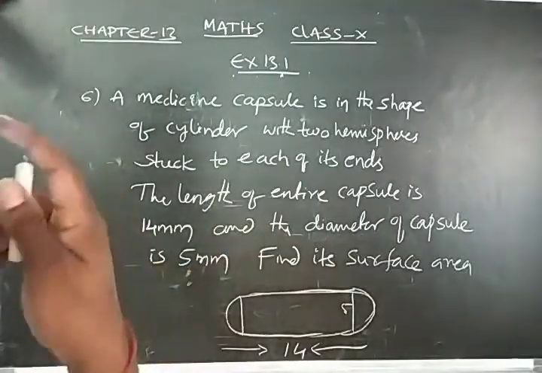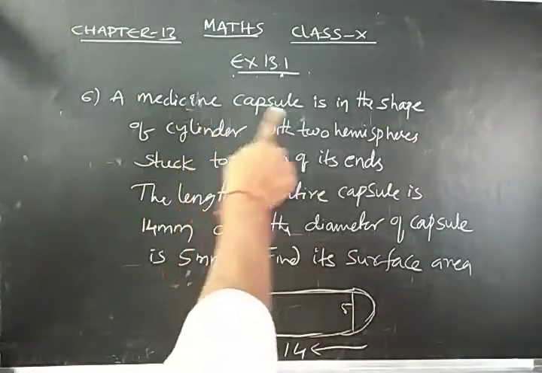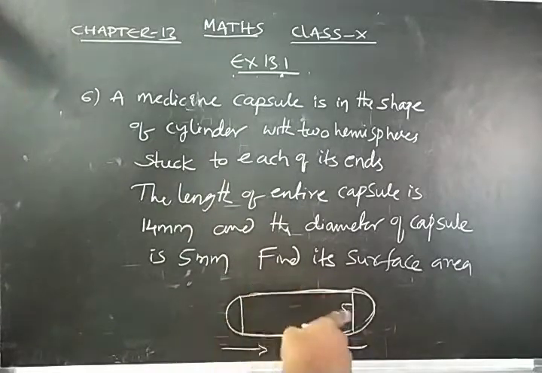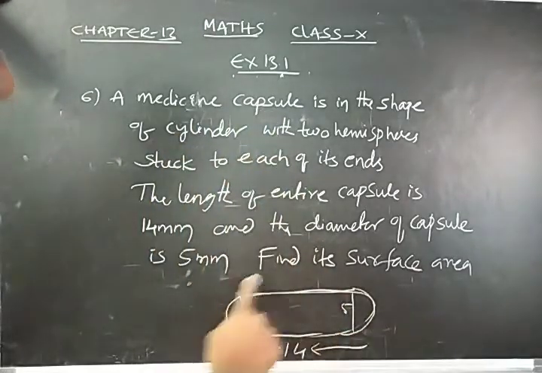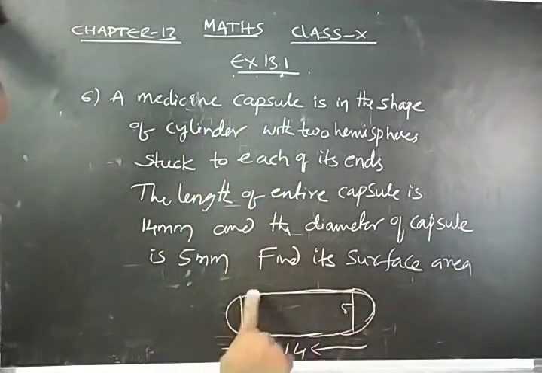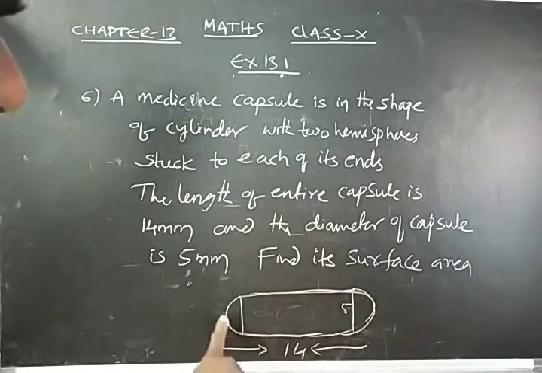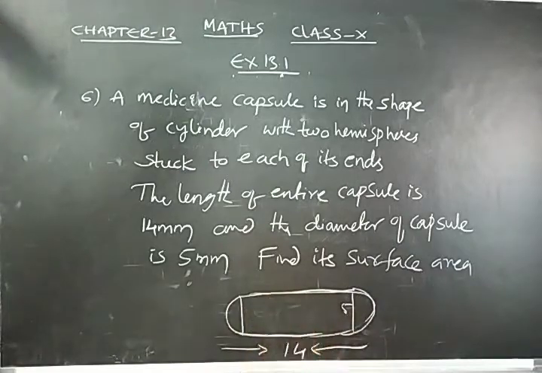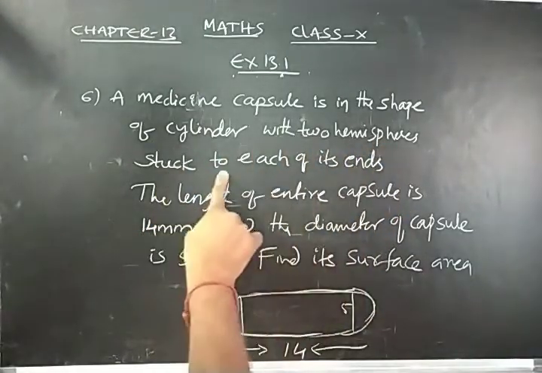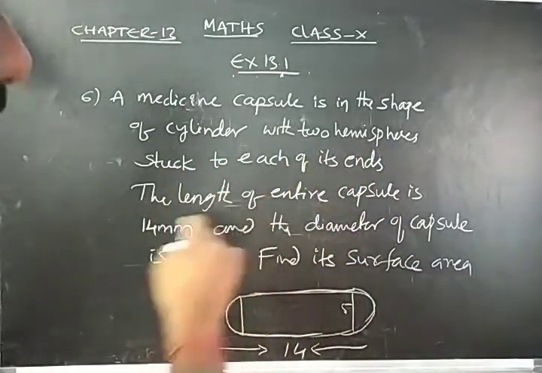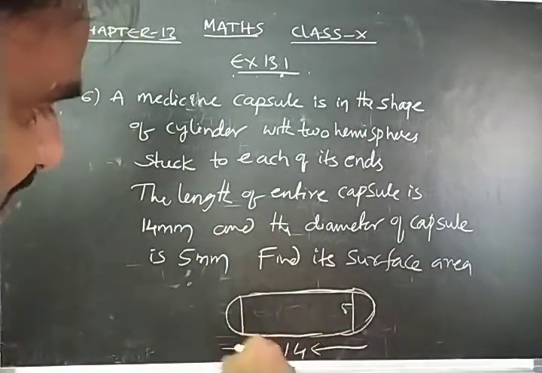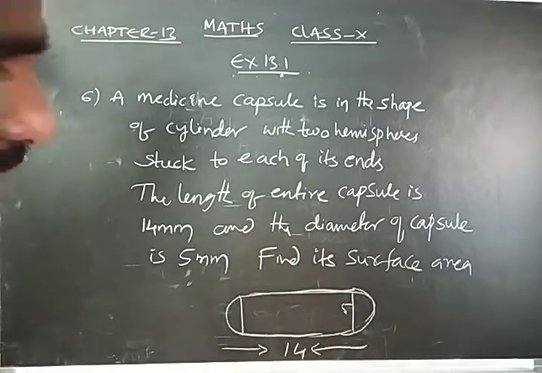Now see the 6th question. A medicine capsule is in the shape of a cylinder. The figure is already given here. This medicine capsule is in the shape of a cylinder with 2 hemispheres stuck to each of its ends. This is the capsule. We have 2 hemispheres stuck at each end of the cylinder.